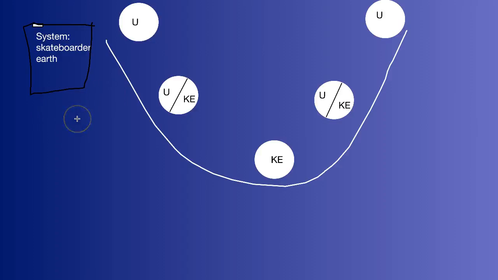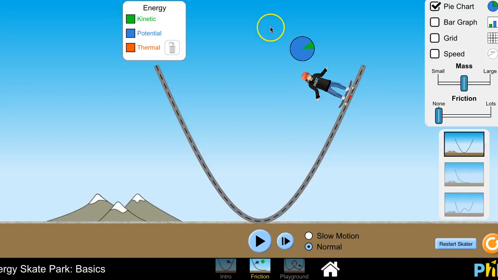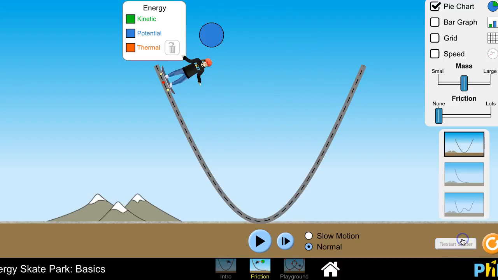And there's another kind of system we can look at, which is an open system. If we make this an open system, what that would mean is that energy can be lost. And generally what that means to us is that friction can steal that energy away. So let's go ahead and look at what happens there. Let's make this into an open system. So we're going to restart this.